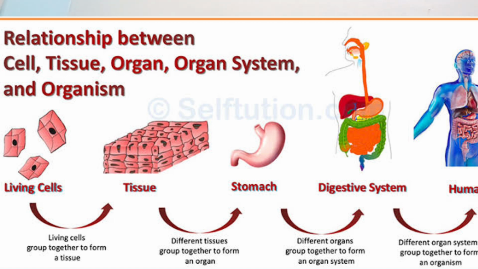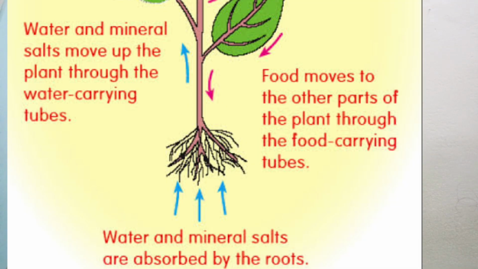Now, similar type of cells combine to form tissues, and tissues form the organs. So here we have seen that the tissues are working together to perform a function. Now come to the point that in transportation of plants, the tissues play a very important role.